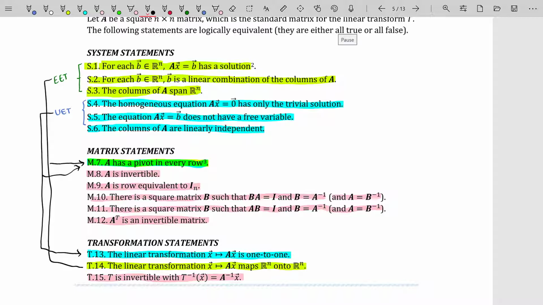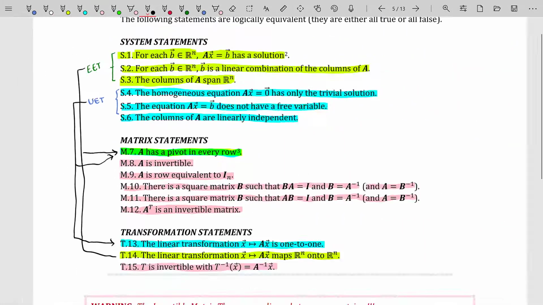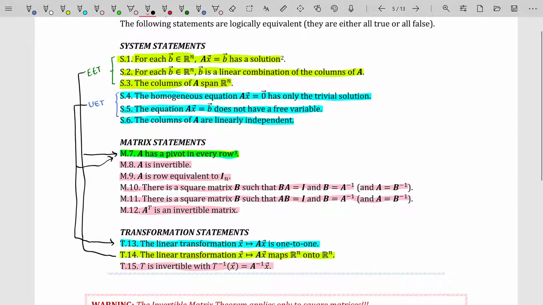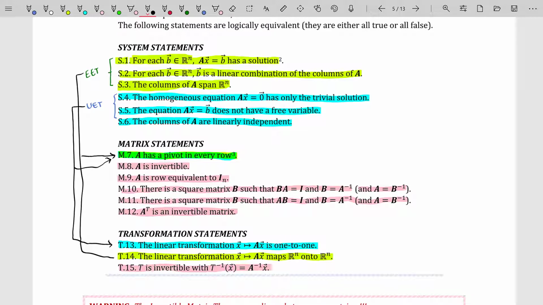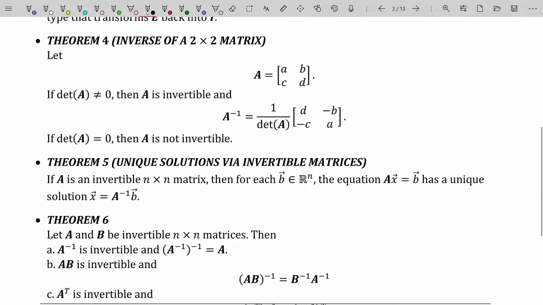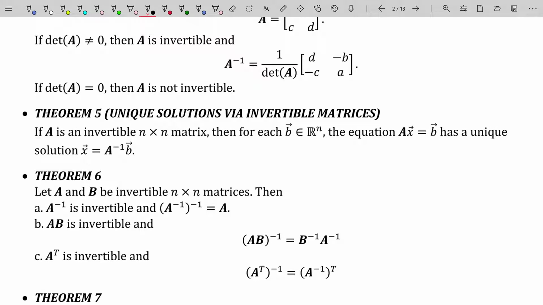Now, how are we going to link all the yellow and blue highlighting and green to the pink highlighting? All we need is one bridge, and that bridge is Theorem 5 in my textbook, which is unique solutions via invertible matrices. That's this one right here. If A is an invertible n by n matrix, then for each b in Rn, the equation Ax equals b has a unique solution. It would be much better if this were written as an if and only if, but that can only be written as an if and only if when you have a square matrix.